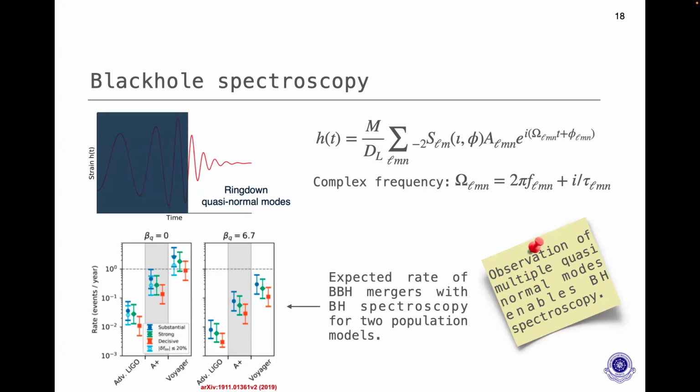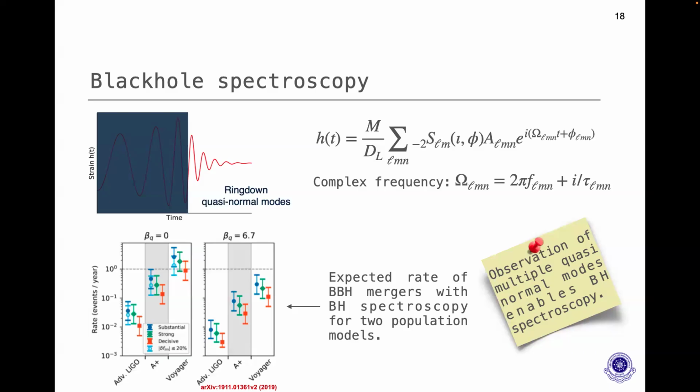Now, suppose you detect two quasi-normal modes, more than one. That is what we call black hole spectroscopy. If you detect two or more quasi-normal modes, the first mode you use to measure the mass and the spin. The second mode you can use to test the no-hair theorem. So you can ask whether there is an extra hair present in the data or not. That's what we can achieve by doing black hole spectroscopy.